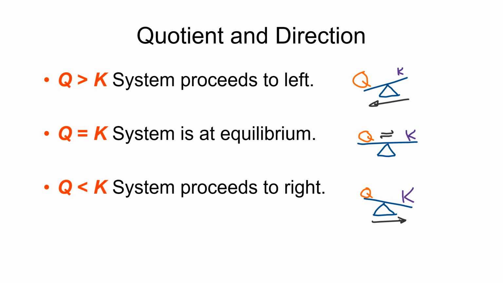So here's your three possibilities. Let's say the Q value is larger. That means the teeter-totter is going to shift this way and the reaction is going to go to the left, right?